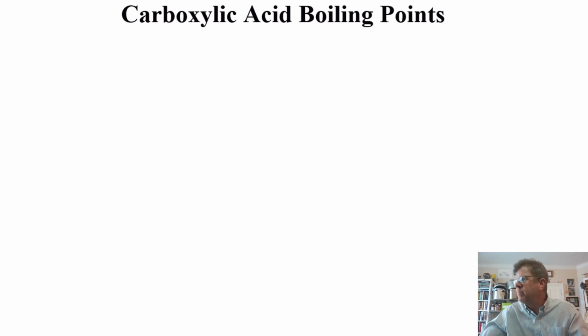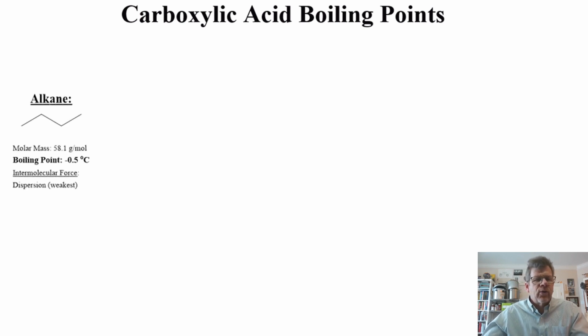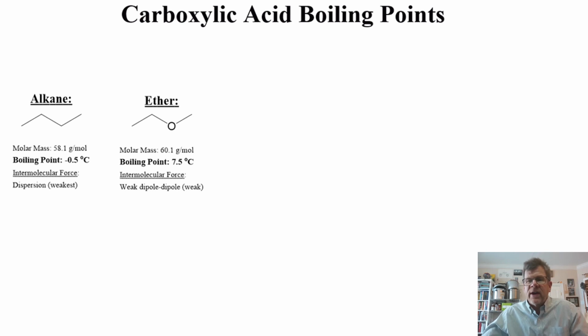So we're just going to add to the listing that we've seen thus far. The first one, of course, was an alkane, which had the weakest intermolecular force, that of dispersion forces, boiling point about 0 degrees Celsius. Our ether had a stronger intermolecular force, not much stronger, but it's still stronger. That weak dipole-dipole force gives that particular ether about an 8-degree boiling point. Notice all of these molecules that I'm going to be showing you have about the same molar mass. So any difference in boiling point is attributable to increases in the strength of intermolecular forces.